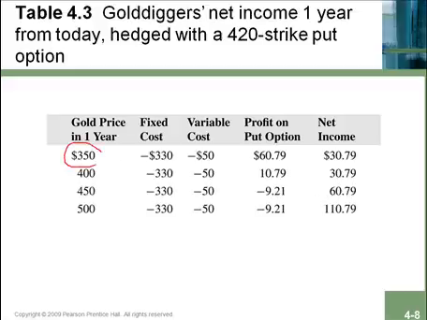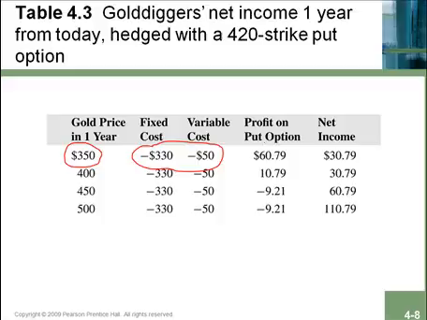On the other hand, what if the gold price ended up being only $350 per ounce? In that case, the company would not have done well if it had not engaged in a hedging strategy. As we said before, unhedged, the company would have incurred a loss, $350 minus $380 in production costs, so negative $30 per ounce. But in this case, the put option turns out to be valuable. It ends up paying off $70 per ounce.